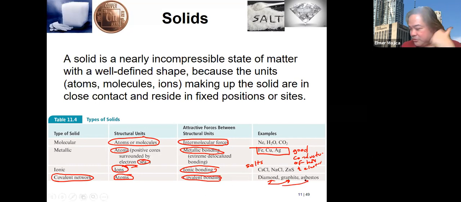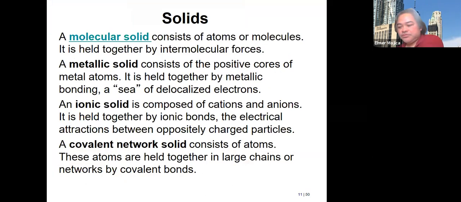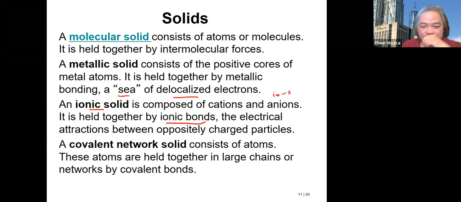Okay, so if we're going to go to each of them, if you have a molecular solid, it's made up of atoms and molecules, and it's just held by IMFA. The metallic solid, you have metal atoms in what could be called a sea of delocalized electrons. Ionic compounds are usually made up of ions, the cations and the anions, held by ionic bonds.